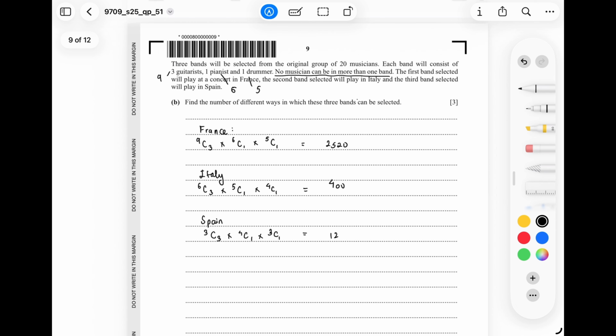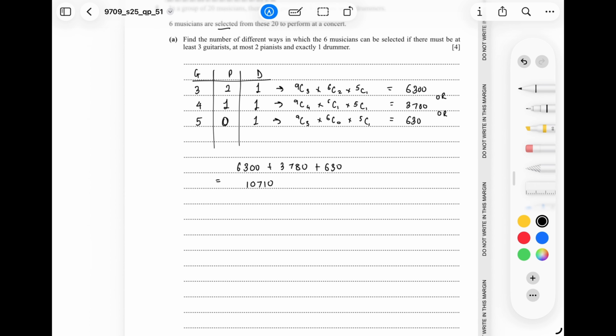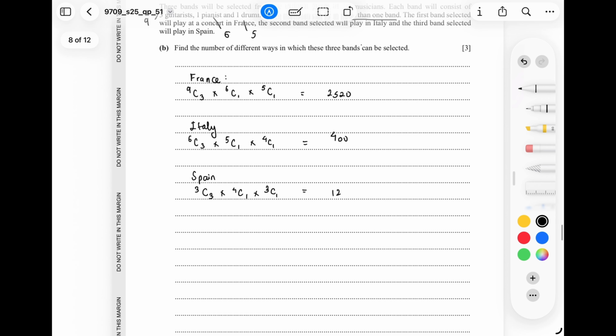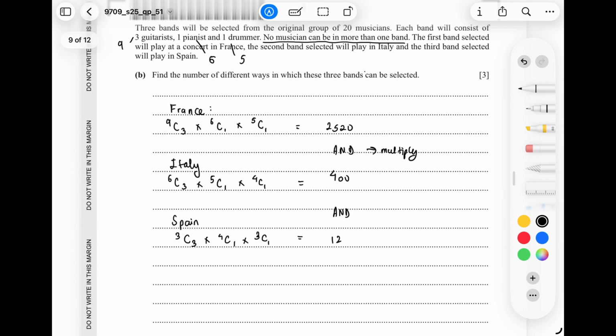Now, here's the great question. For the previous question, we added them because it was this or this or this, like options. But for these questions, do you think we're going to add them, or multiply all these numbers to get the final answer? So here's the thing. This is not an or question. It's not like they'll be performing in France or Italy. They are performing in France and Italy and Spain. So this is an and situation. And whenever it's and, you have to multiply, right? You're not adding.